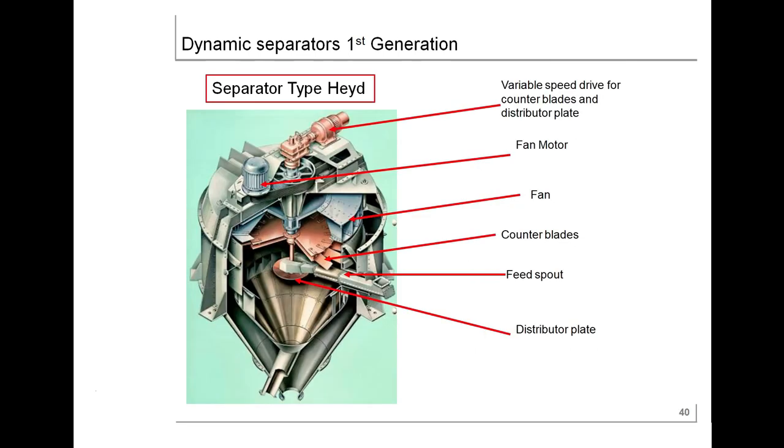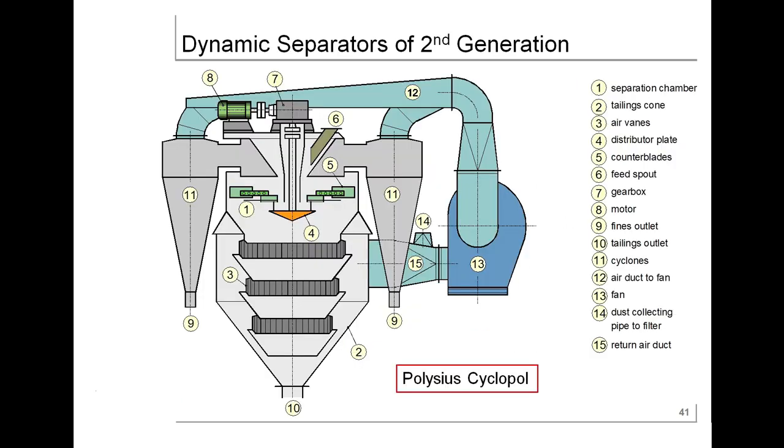Dynamic separators, first generation: variable speed drive for counter blades and distribution plate, fan motor, fan, counter blades, feed spouts, distribution plate. Dynamic separator, second generation, Polysius cyclone: separation chamber, tailing cone, air vanes, distributor plate, counter blades, feed spout, gearbox, motor, fines outlet, tailing outlet, cyclones, air duct to fan, dust collection pipes to filter, return air duct.